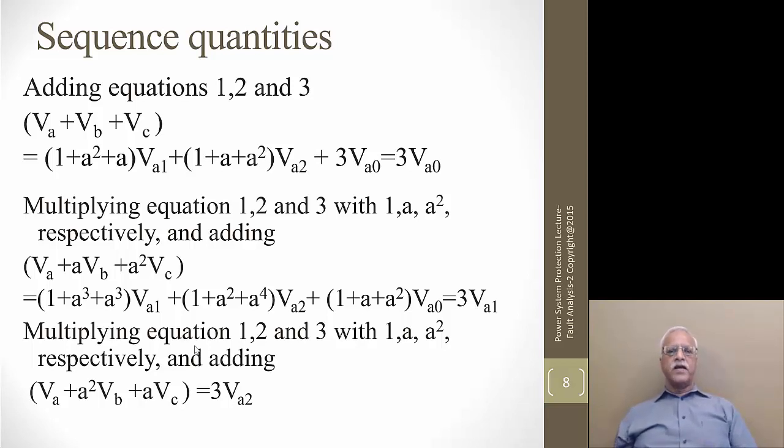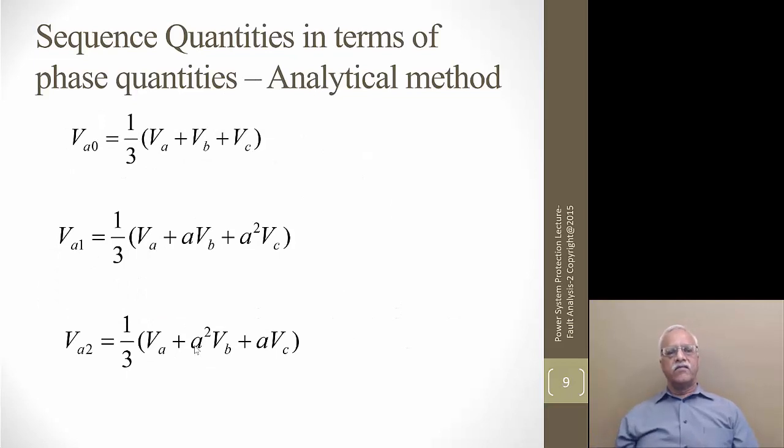We have to rotate them by 120 or 240 degrees on the other B and C phases to get the sum of three equal to 3 times VA1. And similarly, VA2 we can calculate. These are all mathematical relationships. Please go through them slowly so you can understand. And then we can represent them mathematically like this.